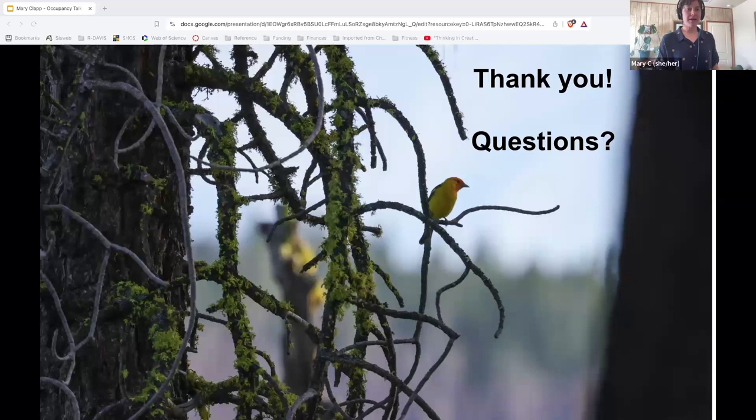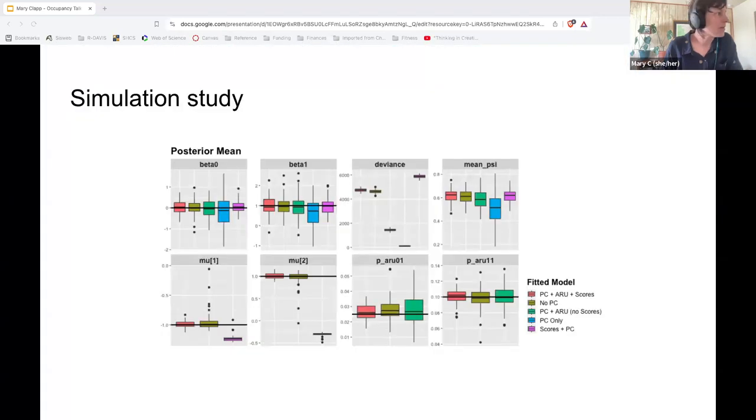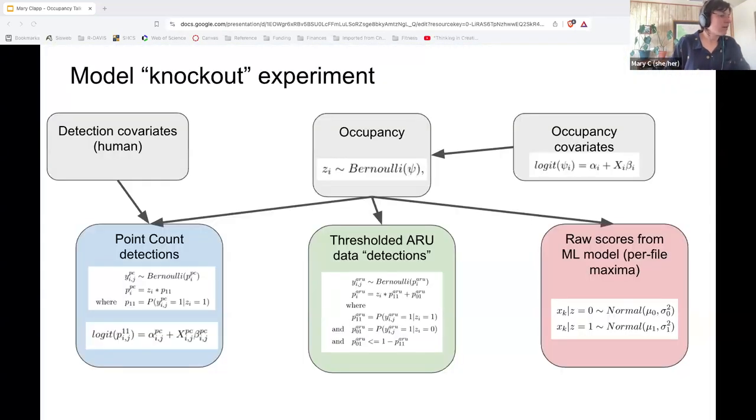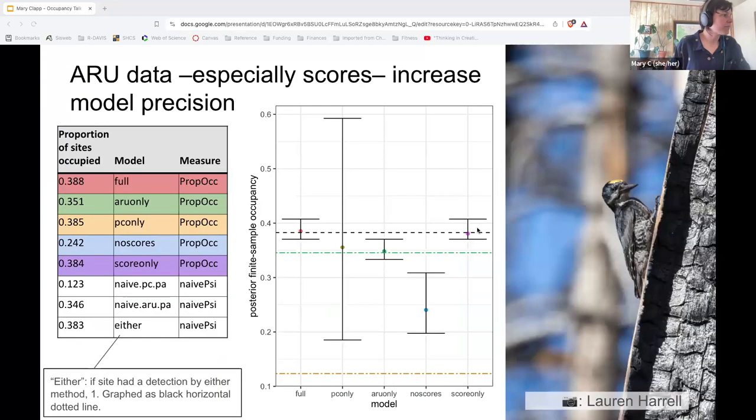Okay. Let me see if I can get to that slide. When I described our model, and described creating that ARU visit matrix from the thresholded scores. Let's see. Not that one. So, yeah, this score level data ended up giving the model most of its information from the ARUs rather than this middle, thresholded ARU detection matrix. You can see that here. So, including the scores does a lot of heavy lifting in this model.